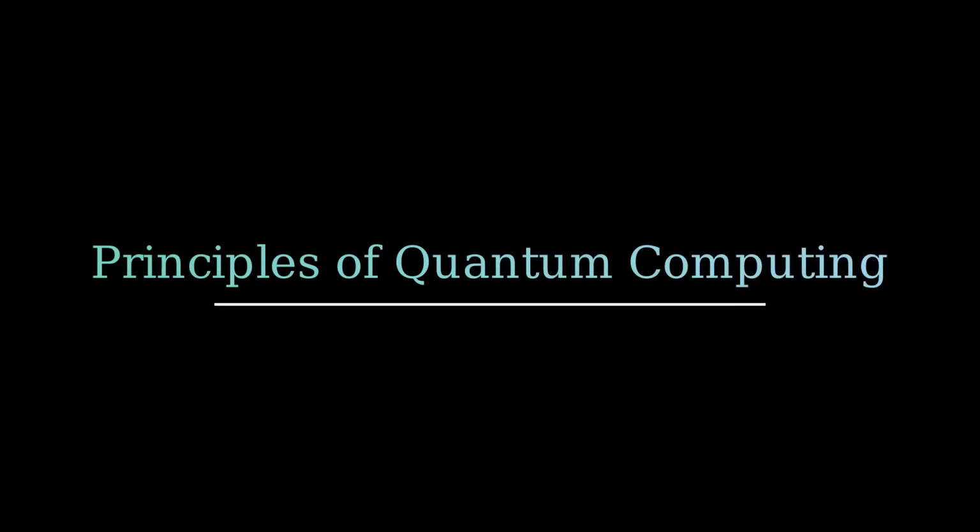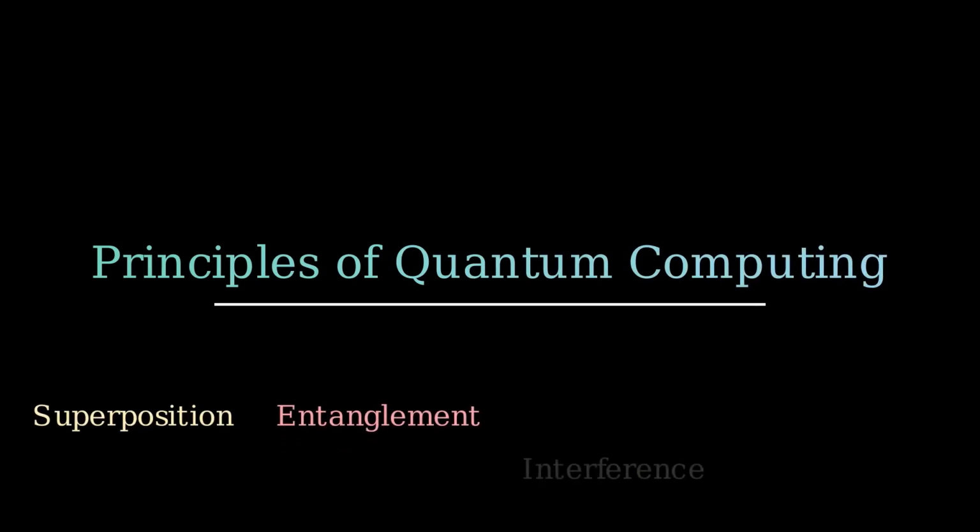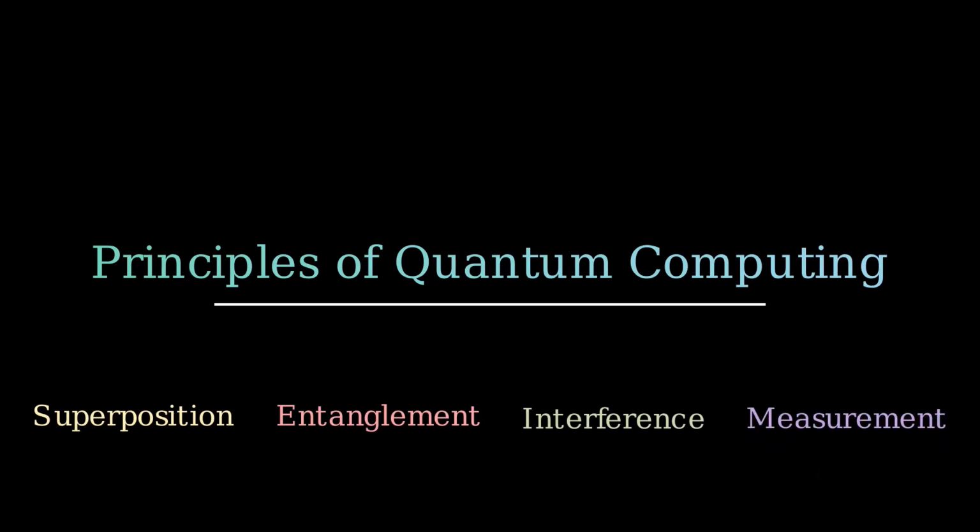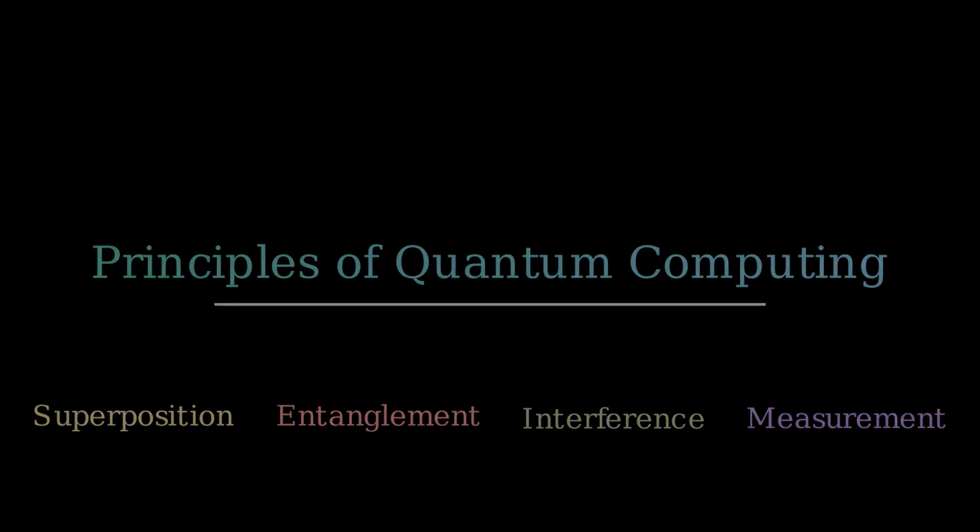Now that we understand the historical foundations of quantum mechanics, let's dive into the fundamental principles that make quantum computing possible. We will explore four key concepts: superposition, entanglement, interference, and quantum measurement, which are the building blocks that give quantum computers their power. Let's start with something familiar.